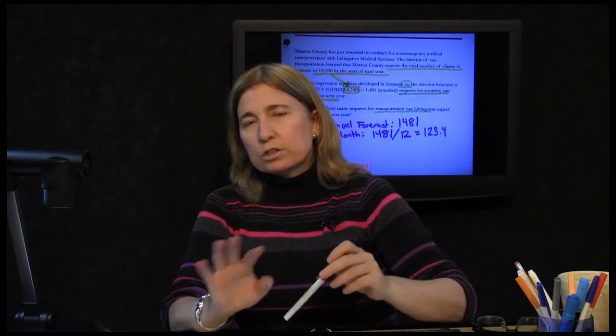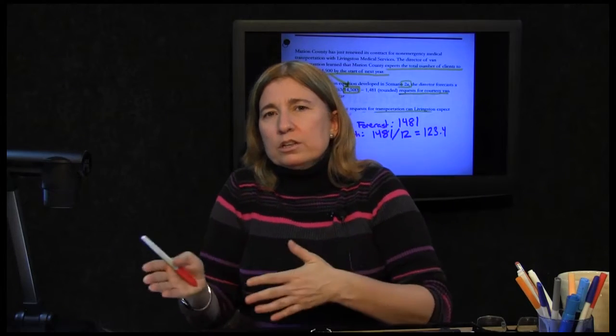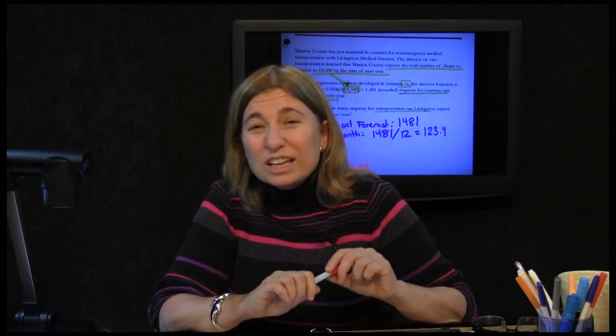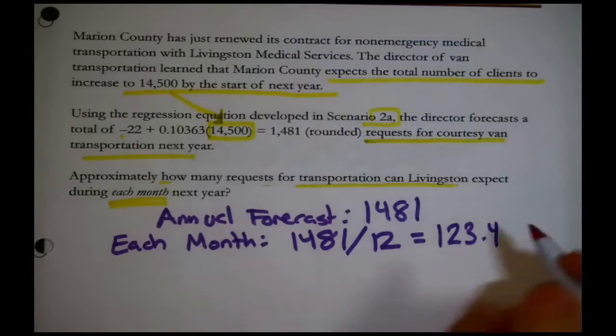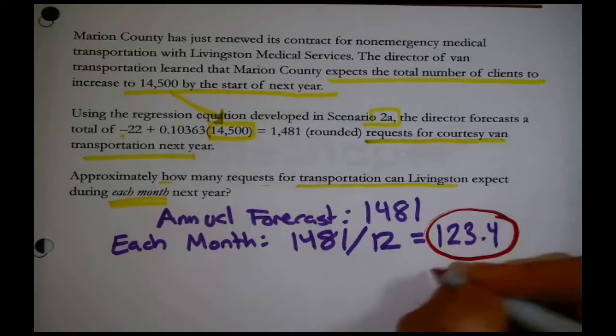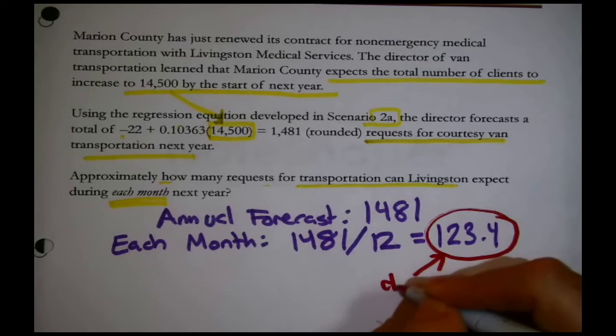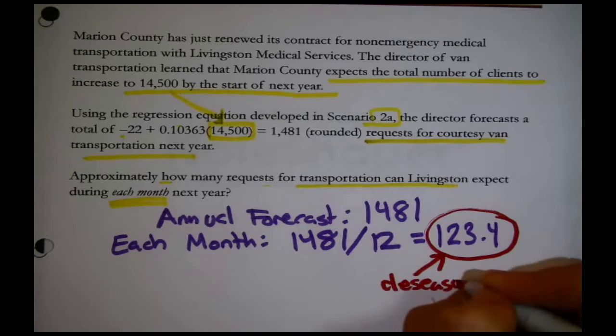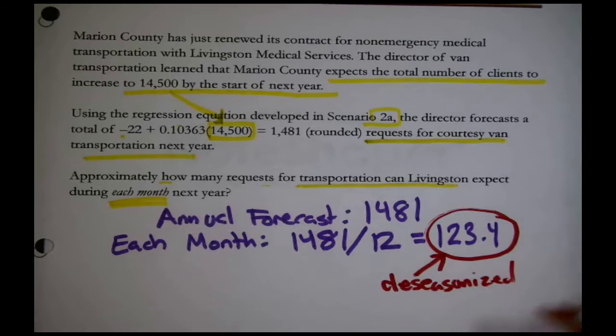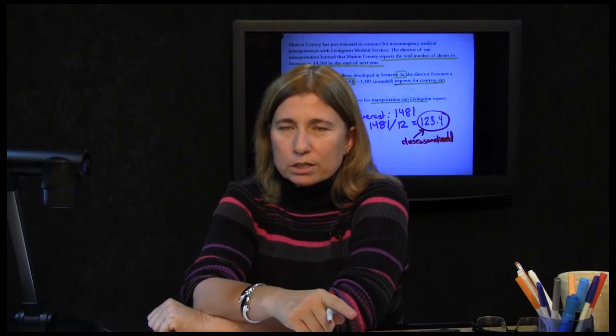What I did was take the annual forecast and divide by the number of seasons, because here seasons are months. That means I'm basically assigning the same number of courtesy van transports to each month. We call this number deseasonalized.